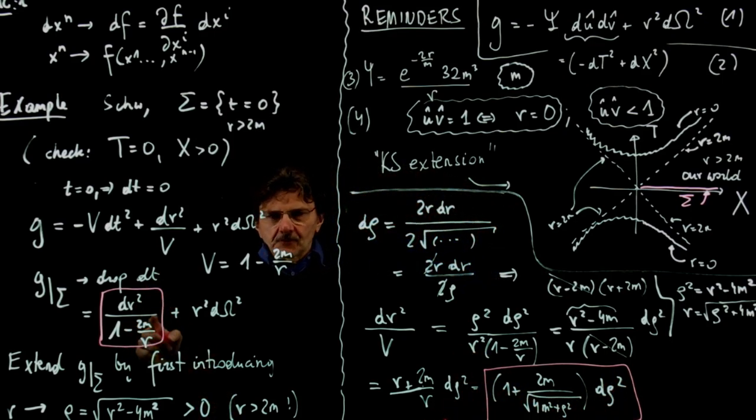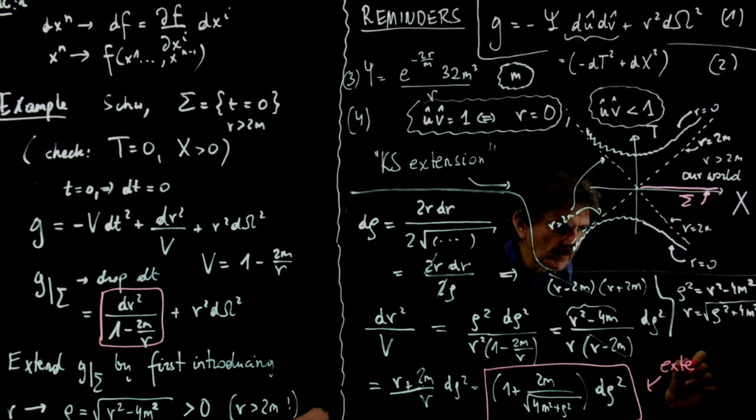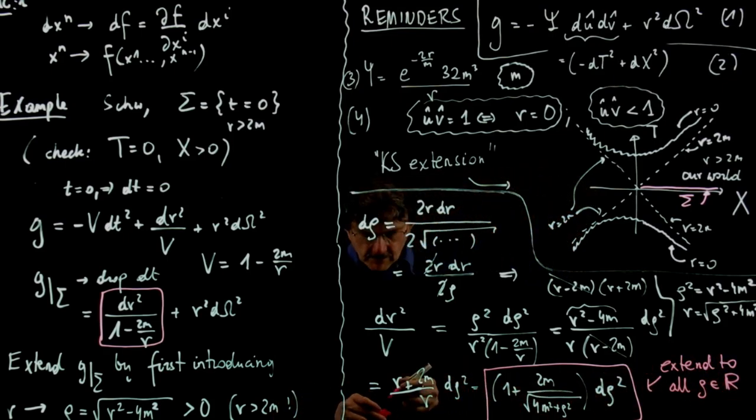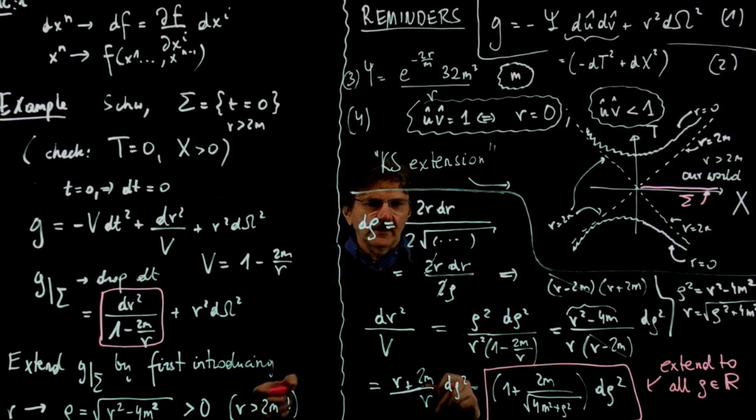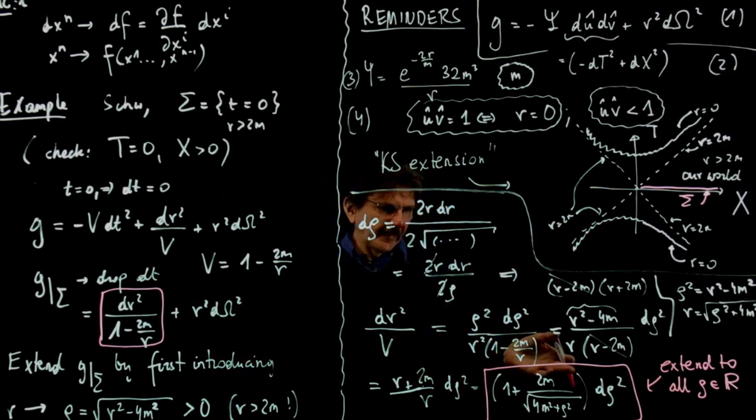This was defined only for r larger than 2m, which meant rho is larger than 0. But now we can extend to all rho, because now this thing is a smooth function for all rho. And this is called the Einstein-Rosen bridge. So you have this metric on the three-dimensional slices, which was defined initially in one asymptotically flat region, and now we have actually two regions, because we have rho going to plus infinity, and rho going to minus infinity, and they're connected by a bridge.